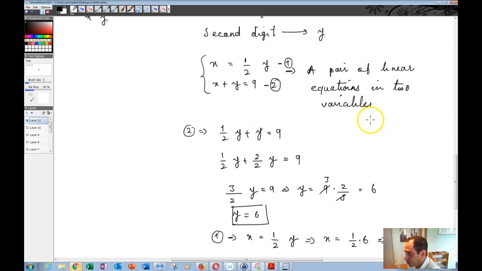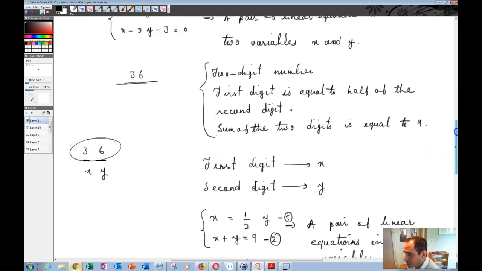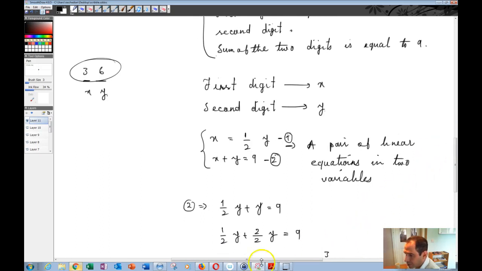There is one more way to do that, and that is you can also draw the graph of the two equations. So x is equal to 1/2 y. That means that if you make some changes to this equation, x is equal to 1/2 y, that gives 1/2 y minus x is equal to 0, or let me write it this way.